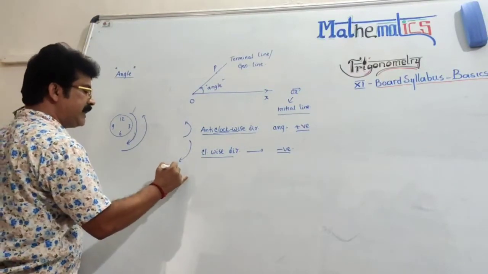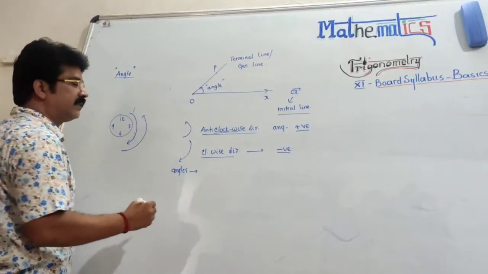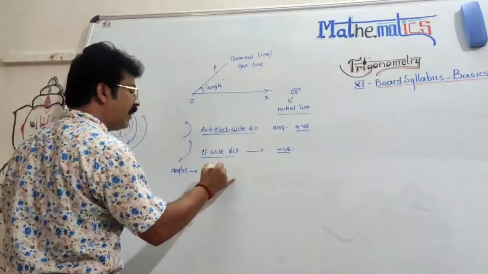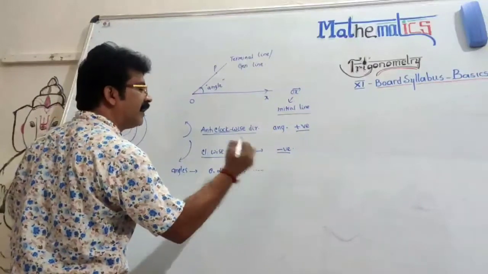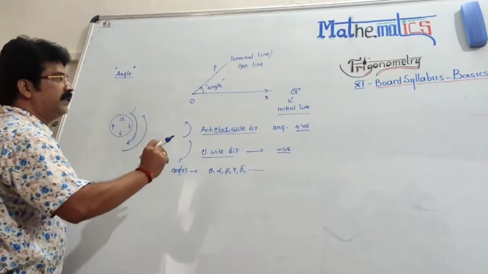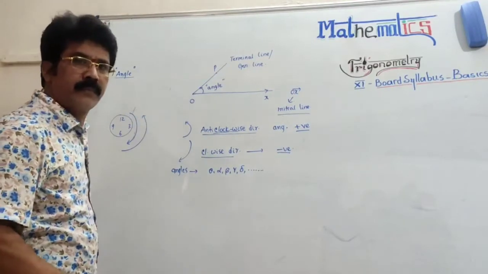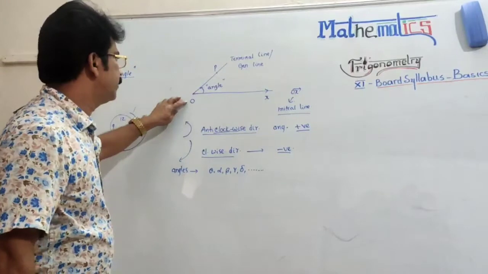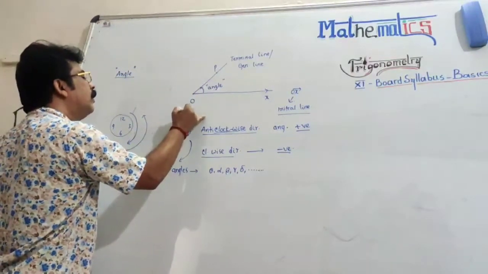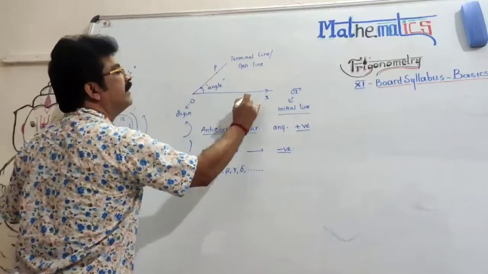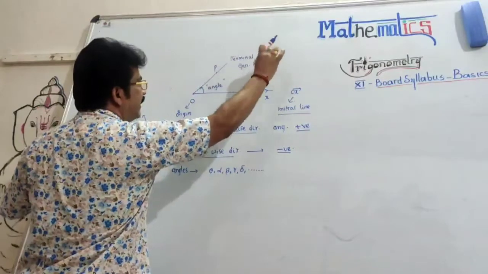Next, actually the angles are represented by the Greek letters, namely theta, alpha, beta, gamma, delta, etc. So this is the small definition of angle. Understand? And O is called the origin. So therefore O is the origin, OX is the initial line, and OP is the terminal line or generating line.